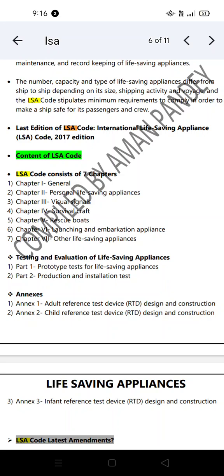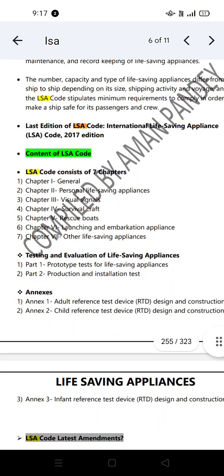Then it has Part B, which is about prototype testing and so on, and it comprises three annexes. Annex 1 is for the adult RTD, reference test device, annex 2 is for the child reference test device, and annex 3 is about the infant RTD reference test device. It comprises all those details. I'm not remembering whether it was prototype testing and then installation.